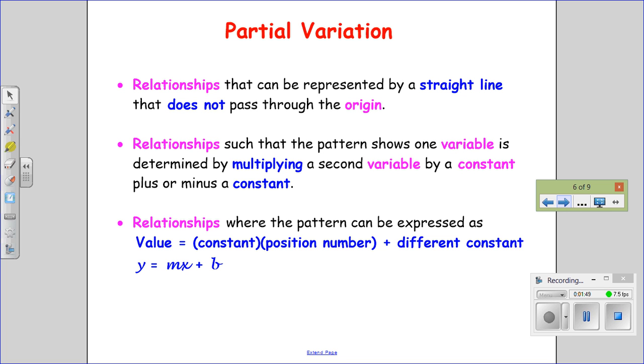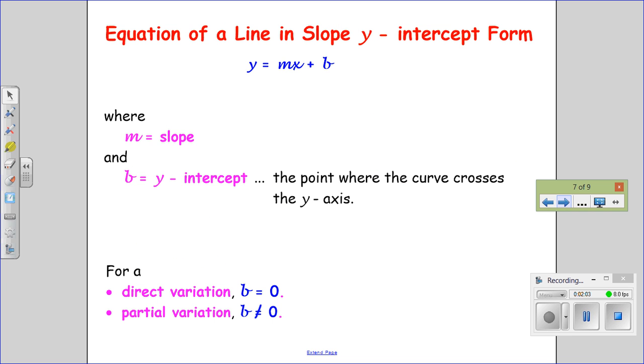So the equation varies slightly from that of a direct variation in that now we have the value equals the constant multiplied by the position number plus a different constant. Or we're going to call it y equals mx plus b. m is referred to as our slope, and b is referred to as our y-intercept. And remember, a y-intercept is where the function crosses the y-axis. So the equation y equals mx plus b can be applied to both a direct variation and a partial variation. For a direct variation, the value of b is 0. For a partial variation, it's any number but 0.